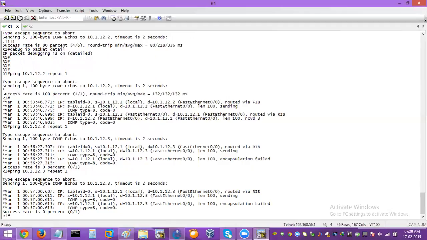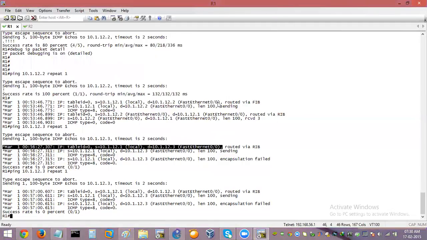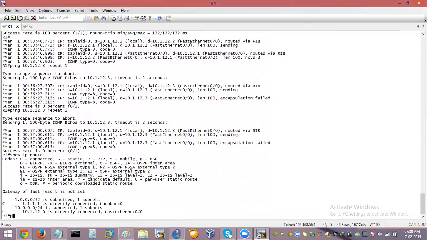Okay, guys. Now, the packets are being routed, right? All the packets are being routed. Now again, I'll show you the routing table so that you don't get confused. Then if I try to ping 10.1.13.2, guys, can I reach there? Will this packet be routed?